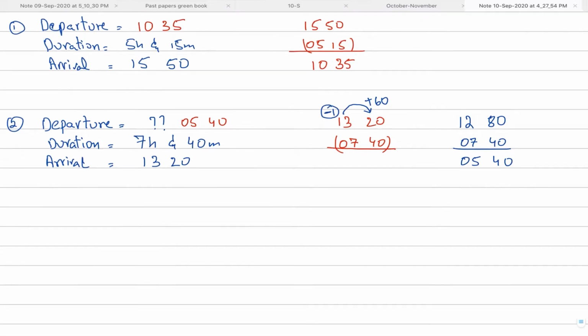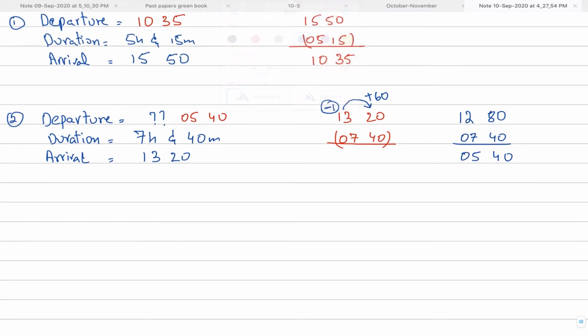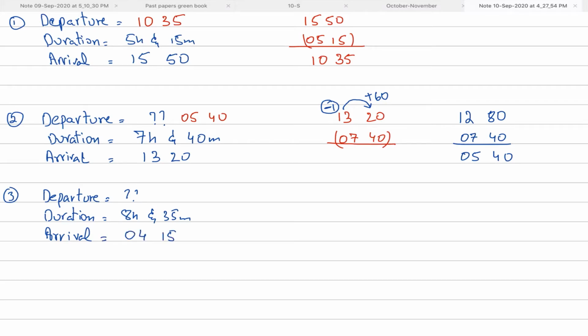Okay, now let's do a third example, and in this example we're going to cover another problem that we can face. Let's say again you're not given the departure time. Instead, you're given the duration, which is 8 hours and 35 minutes, and after flying for 8 hours and 35 minutes the arrival time turns out to be 4:15 in the morning. So how are we going to figure out the departure time? Again, theoretically it's very simple. We're going to take 4:15 and from it subtract 08:35.